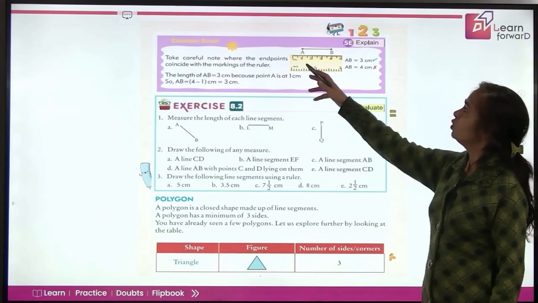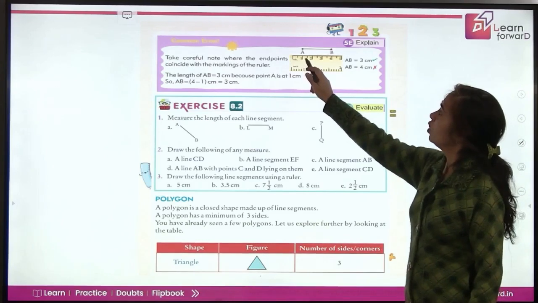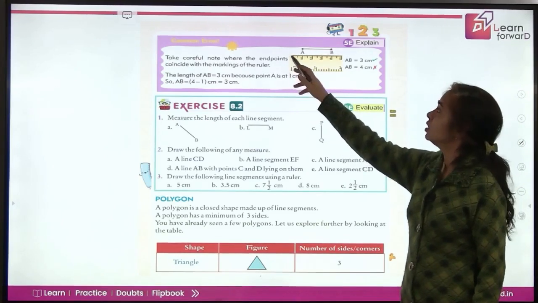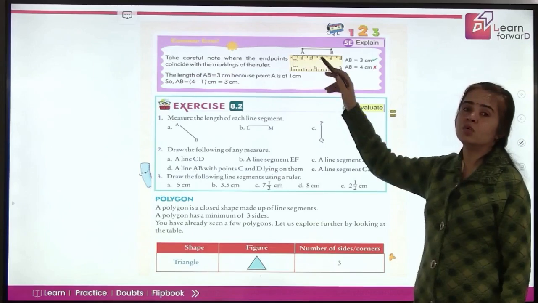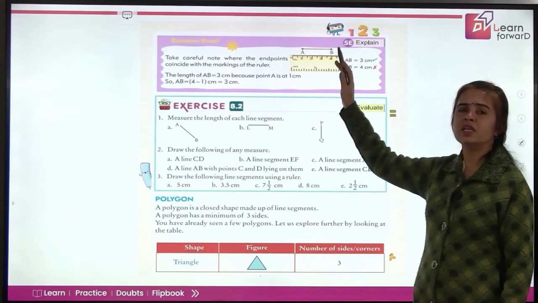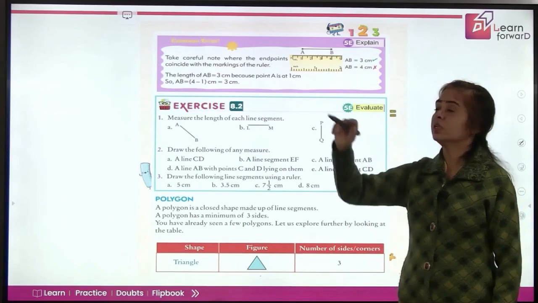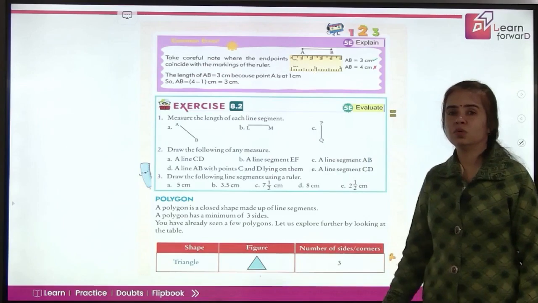So if you have to draw a line segment of 4 centimeter, you will not start from 1, because it is from 0 that you start moving, you reach 1, you get 1 centimeter. So just starting from 1 or any point but ending at 4 will not give you 4 centimeter length. Make sure that you always start from 0, right?